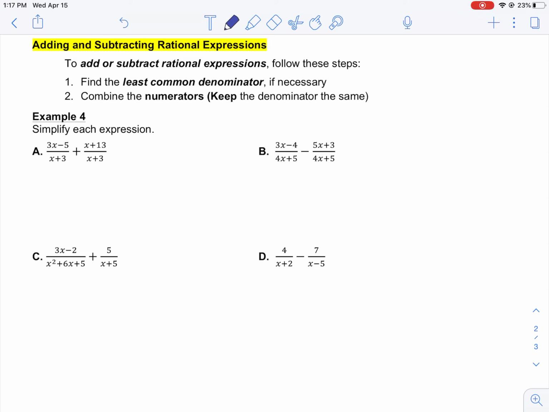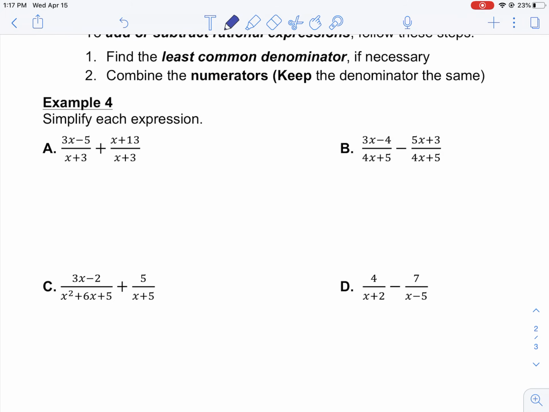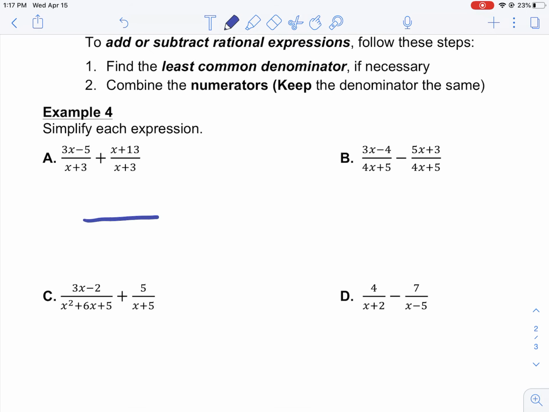The important thing is that you need a common denominator. So we'll take a look at a couple that have a common denominator, and then we'll talk about a couple that do not. If you have a common denominator, like parts A and B here, you're going to keep the denominator the same, and then combine the numerators using either addition or subtraction. So you're really just collecting like terms.